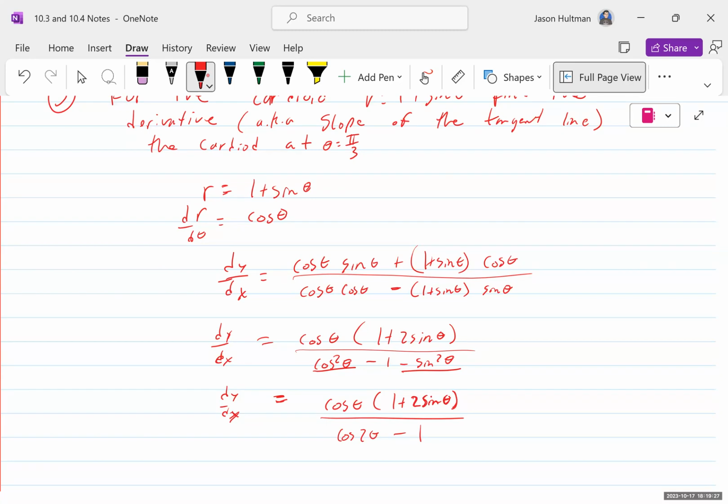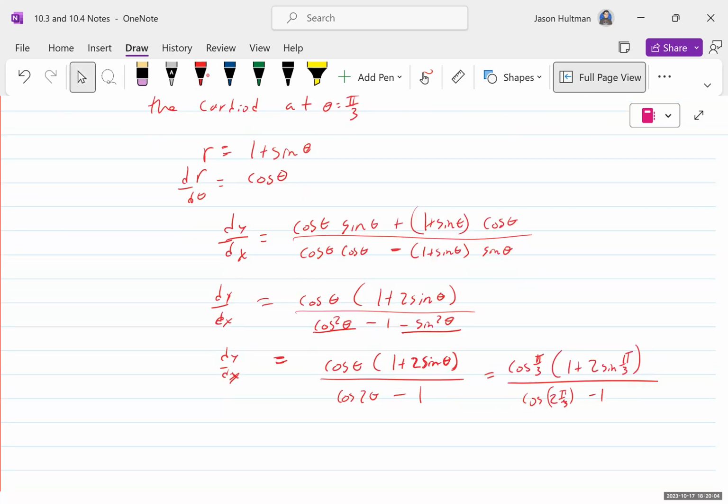Cosine 2 theta minus 1, that's negative 2 sine squared theta. But again, I don't need to get too fancy. Okay, with everything, let's plug this in. Let's say that this is cosine of pi over 3 times 1 plus 2 sine of pi over 3, all over cosine 2 times pi over 3 minus 1.